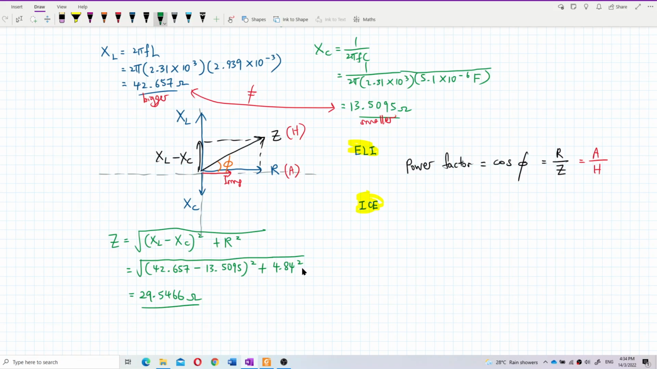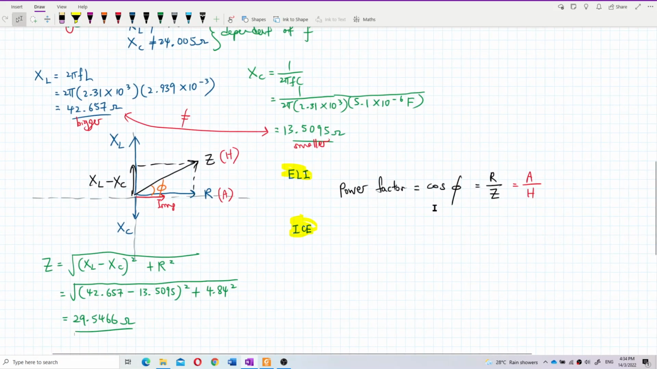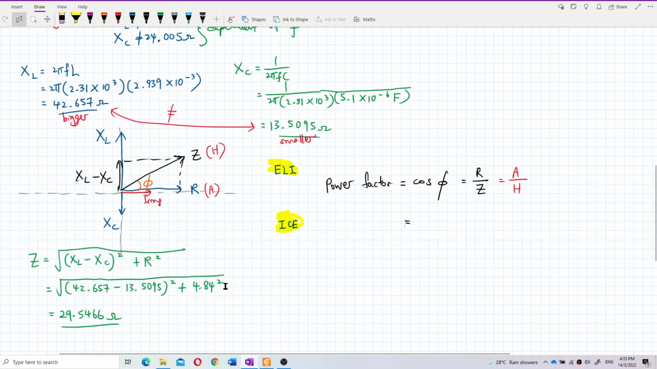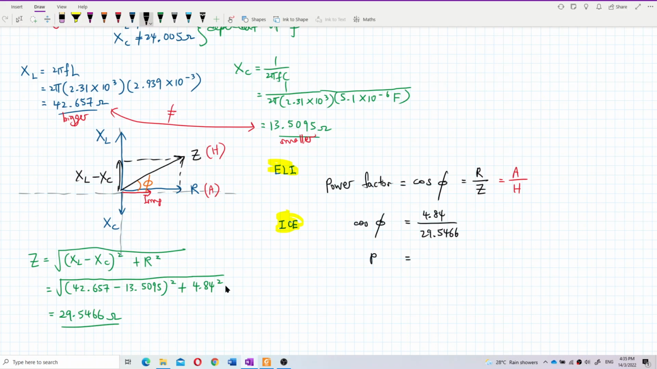Now I can find my cos phi, my power factor. Cos phi is my power factor. Use adjacent over hypotenuse. What is my resistance again? My resistance value just now is 4.84, right? Wow, this question is challenging, man. It's 4.84 over Z. Challenging but not impossible. If you do it carefully, in detail like me, you can get the answer. That's the cos phi, that's the power factor: R over Z, adjacent over hypotenuse.